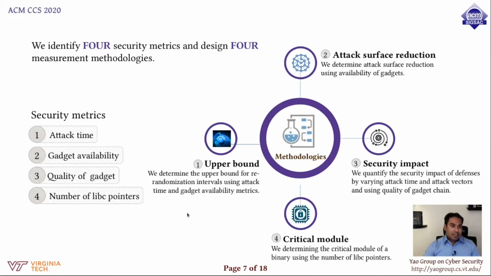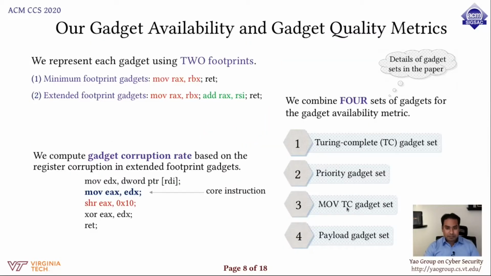In this work, we identify 4 security metrics and design 4 measurement methodologies. Our security metrics are attack time, gadget availability, quality of gadget, and number of libc pointers. Gadgets are short instruction sequences that are widely used in code reuse attacks. We use these 4 security metrics to compute the upper bound of the re-randomization interval, to measure the attack surface reduction, to quantify the impact of ASLR security, and to determine the critical modules or segments of an application binary.